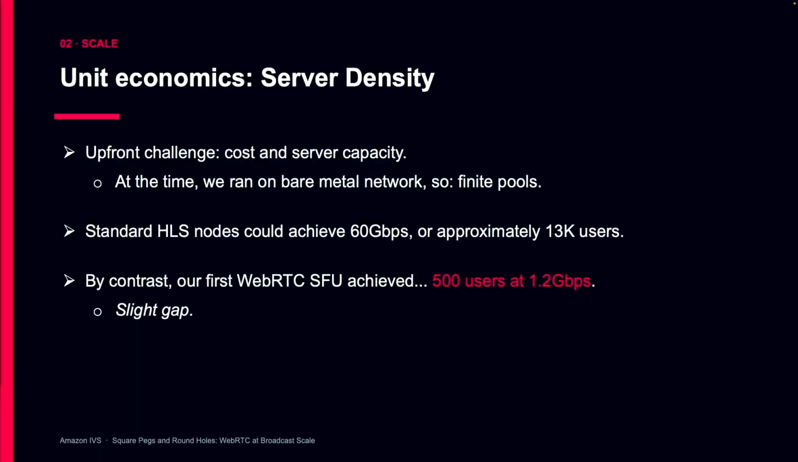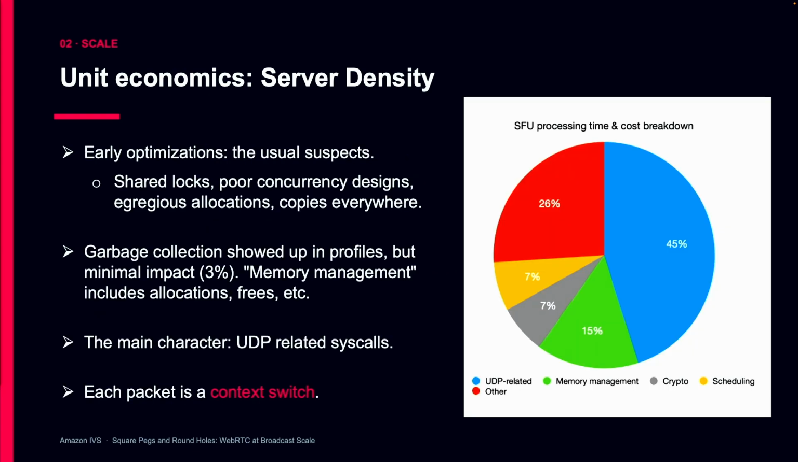All right, so how do we solve server density? When we launched real-time, to make it a little bit more interesting to our customers, we launched it at half the price of our HLS product. And so we needed to at least match the HLS server performance. And at this time, we were running on a bare metal infrastructure, which meant we had finite capacity, and we had to close this gap. So you can see there, our HLS nodes were 60 gigabits per second, 13,000 users. Our initial WebRTC SFU was 500 users at 1.2 gigabits per second, which is a little bit of a gap that we had to close.